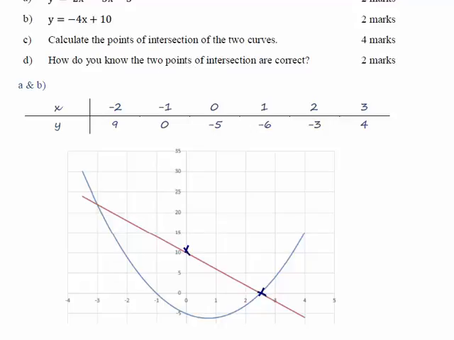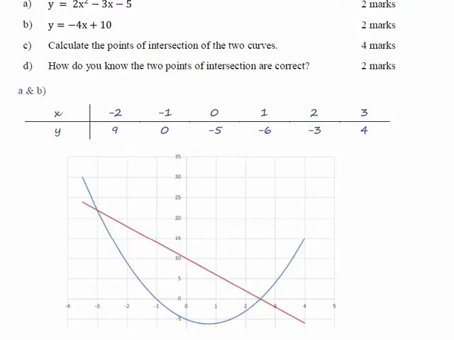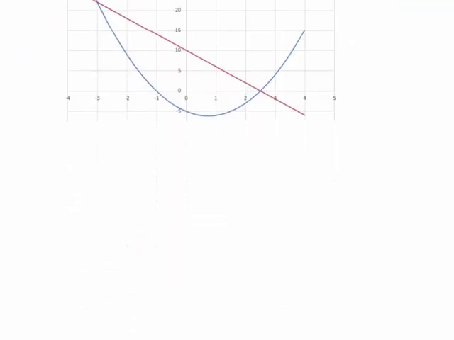Calculate the intersection of the two curves. We know that y is equal to 2x squared minus 3x minus 5, and also that y is equal to minus 4x plus 10. And because both of these are equal to y, that means they're equal to each other. So taking the 4x onto this side, it becomes plus 4x minus 3x gives us x, plus 10 onto the left hand side becomes minus 10, so that gives us minus 15x.